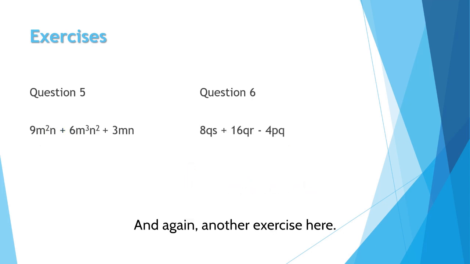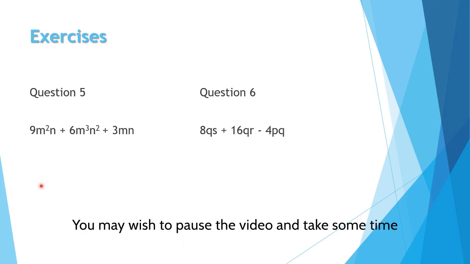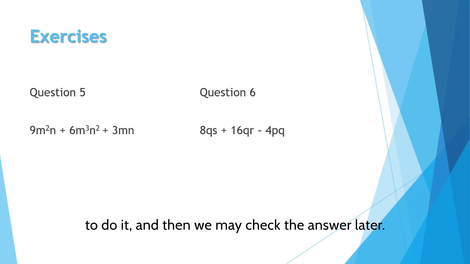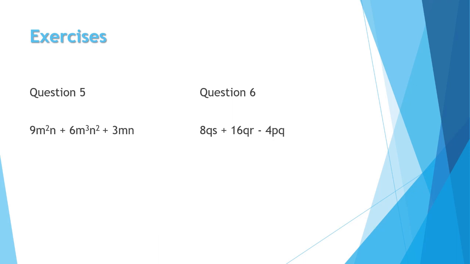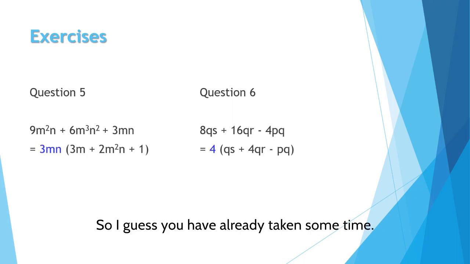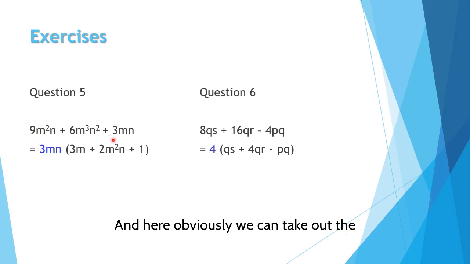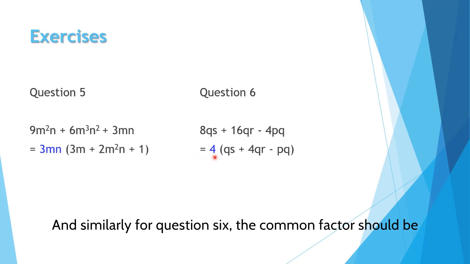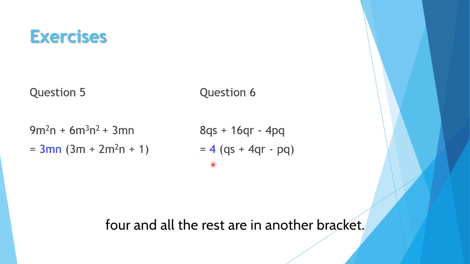And again, another exercise here. You may wish to pause the video and take some time to do it, and then we may check the answer later. So I guess you have already taken some time. And here, obviously, we can take out the factor 3mn as the common factor, and then all the rest are in the bracket. And similarly, for question 6, the common factor should be 4, and then all the rest are in another bracket.